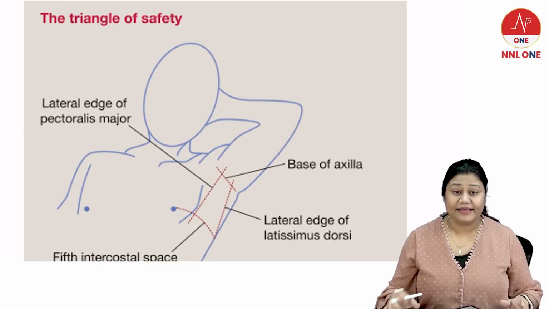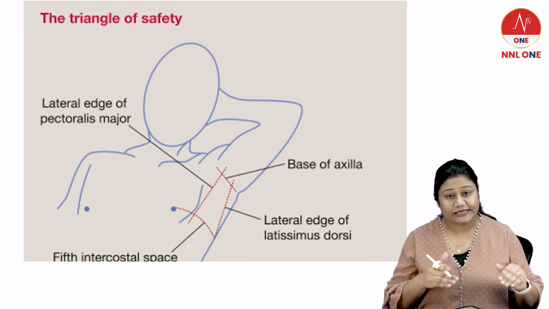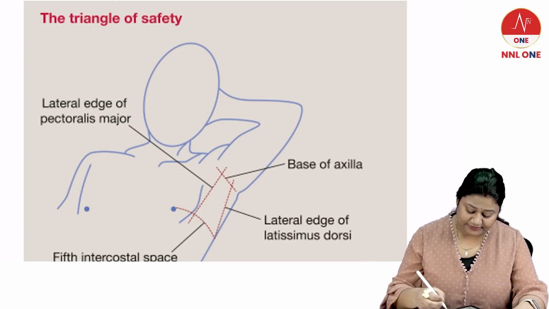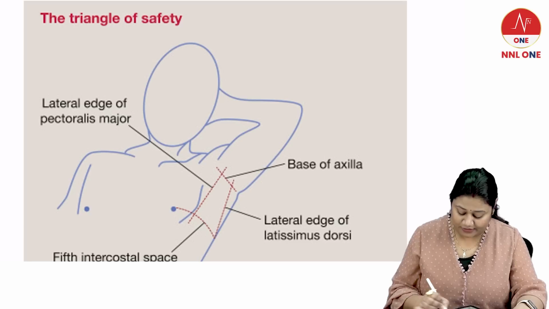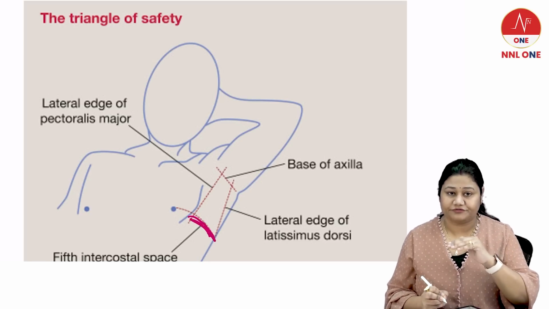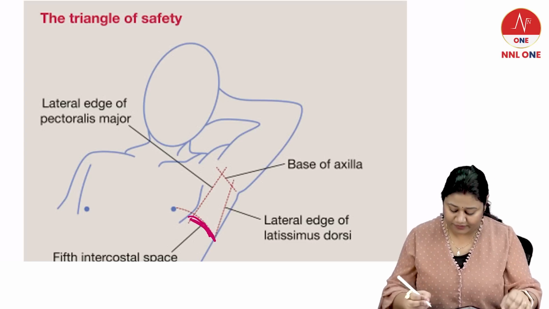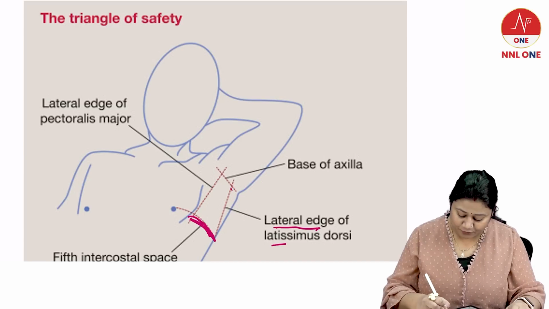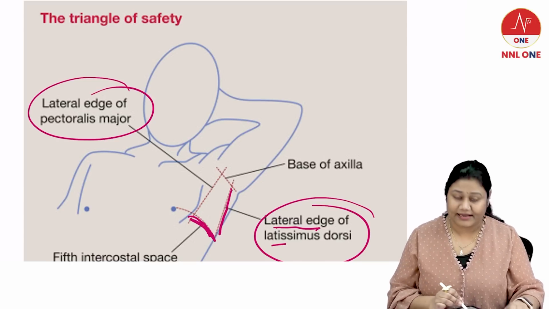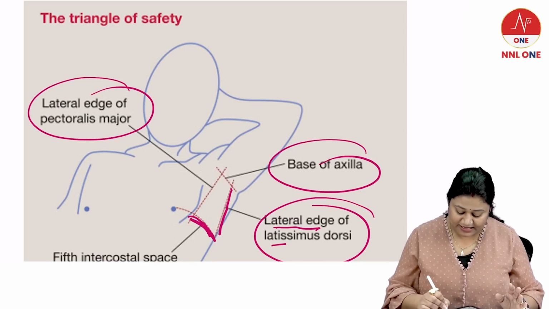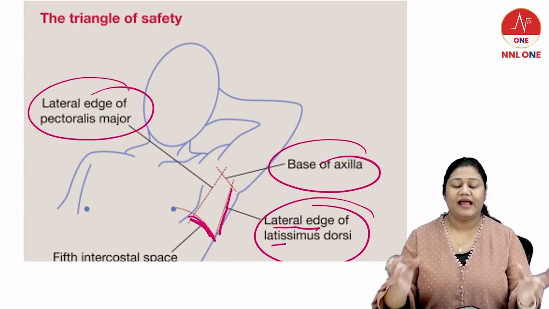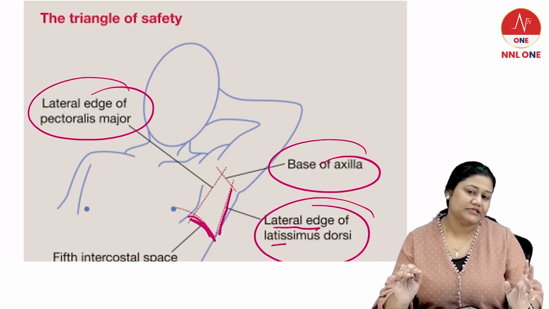Then the triangle of safety. When the surgeon is inserting this chest tube, what will be the site and what is the triangle of safety? Usually the chest tube is inserted under this triangle of safety. With the fifth intercostal space, the upper border of the fifth intercostal space, right? Upper border, not the lower one. Posteriorly we have the lateral edge of latissimus dorsi. Anteriorly we have the lateral edge of pectoralis major, and we have the base of axilla, and below we have the fifth intercostal space. Why are we inserting here? Because there are no major vessels and nerves to get damaged when you are inserting the chest tube catheter.